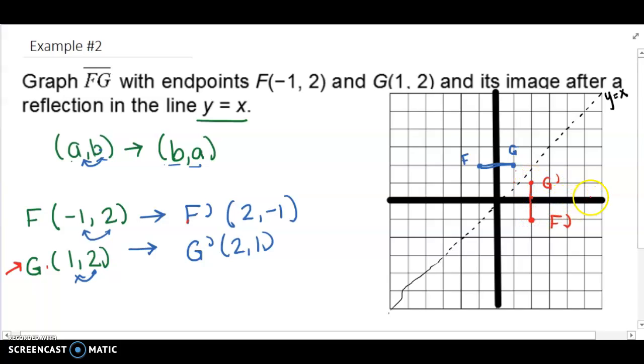Now, some of you are looking at this thinking, how is that a reflection? Well, let's look. If I were to draw a line from G to G prime, this would be a 90-degree angle. And if I draw a line from F to F prime, this would be a 90-degree angle as well. And also, this distance here is the same as this distance, and this distance is the same as this distance. So sure enough, there's my two rules that follow when I have a reflection.